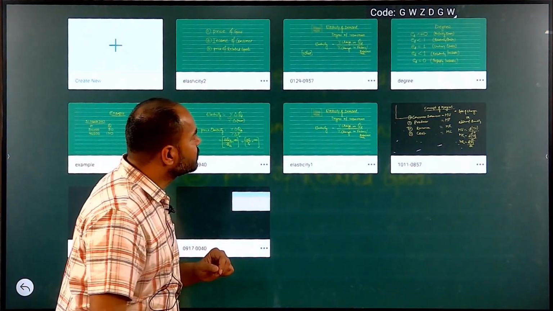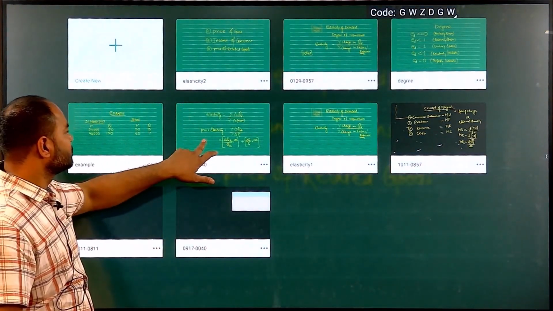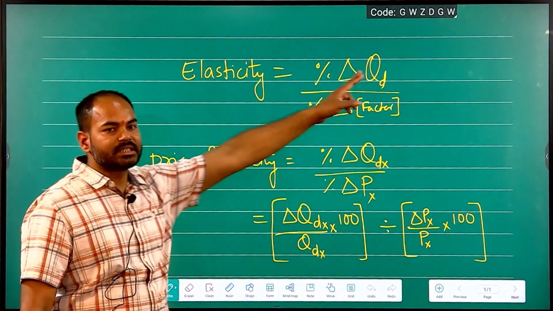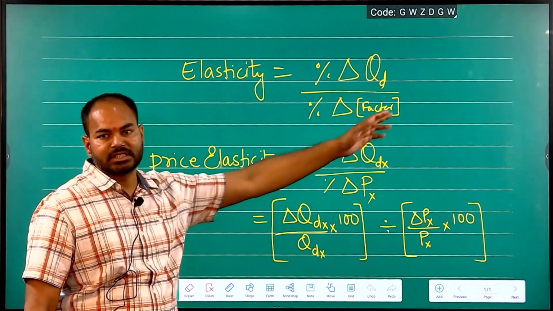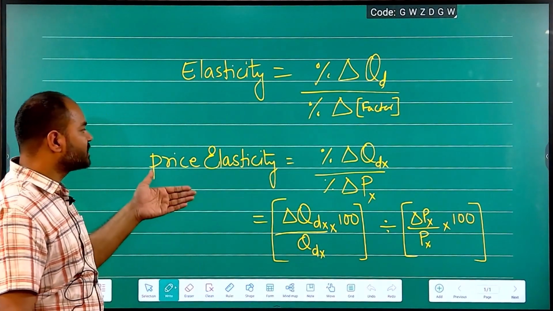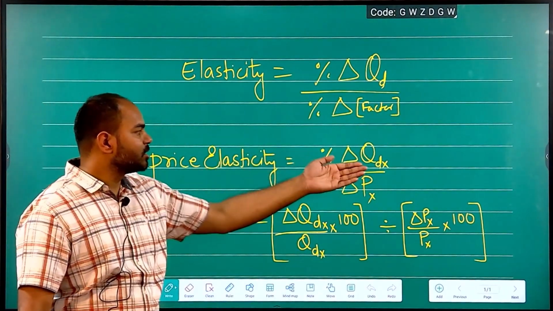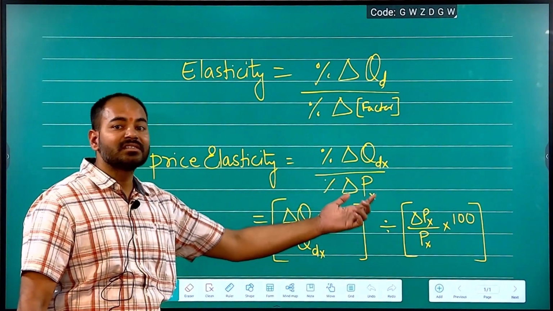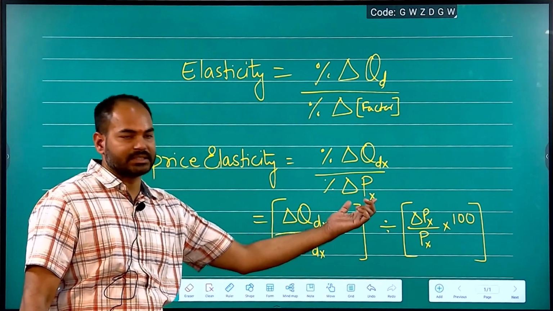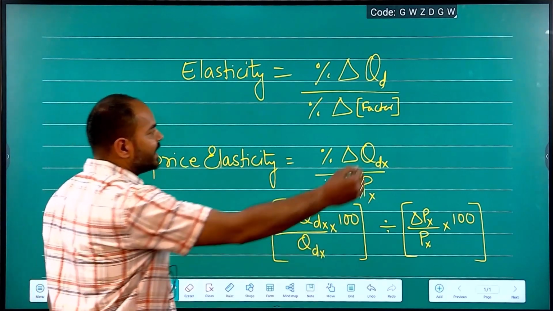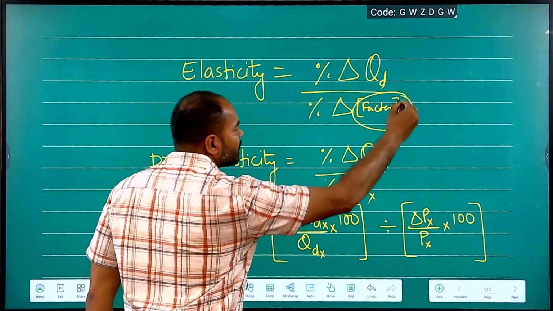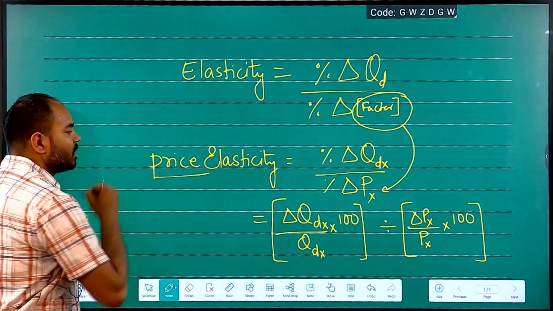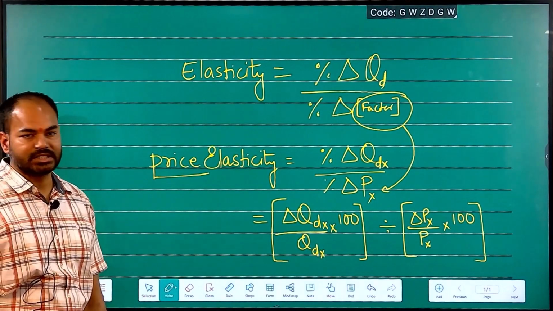Starting with price elasticity. What is elasticity? Percentage change in demand with respect to percentage change in the factor. So price elasticity could be written as percentage change in demand upon percentage change in the determinant, and that is price. In place of factor we are writing price because we are understanding price elasticity.